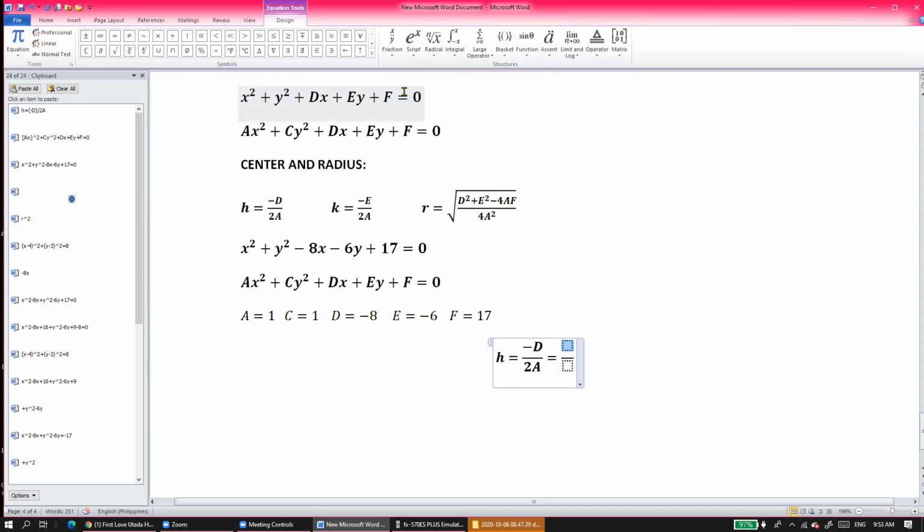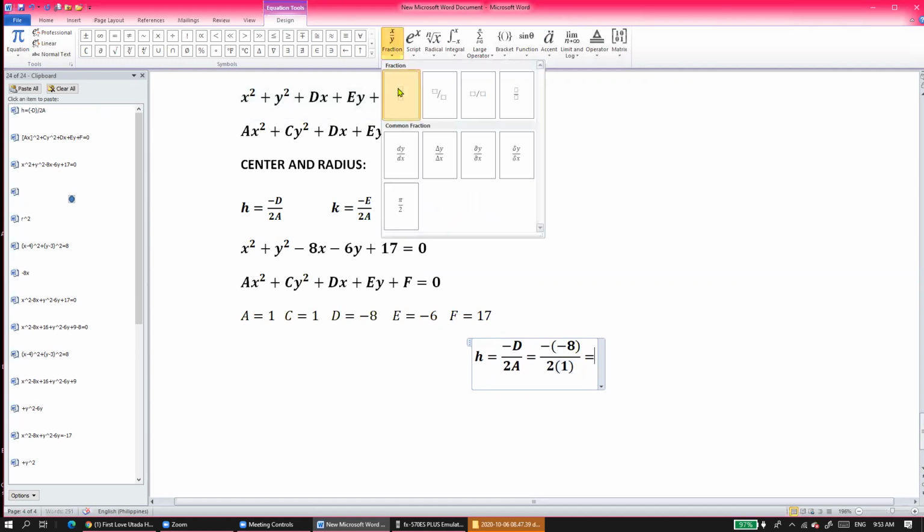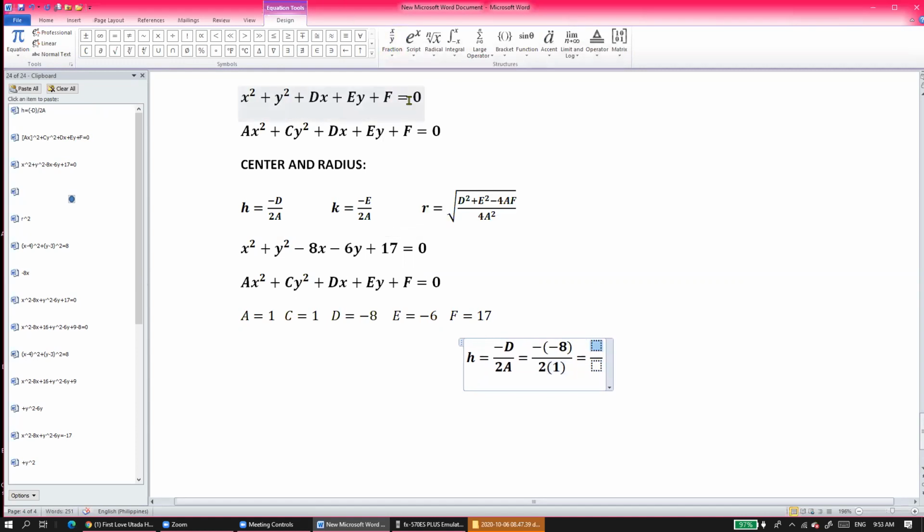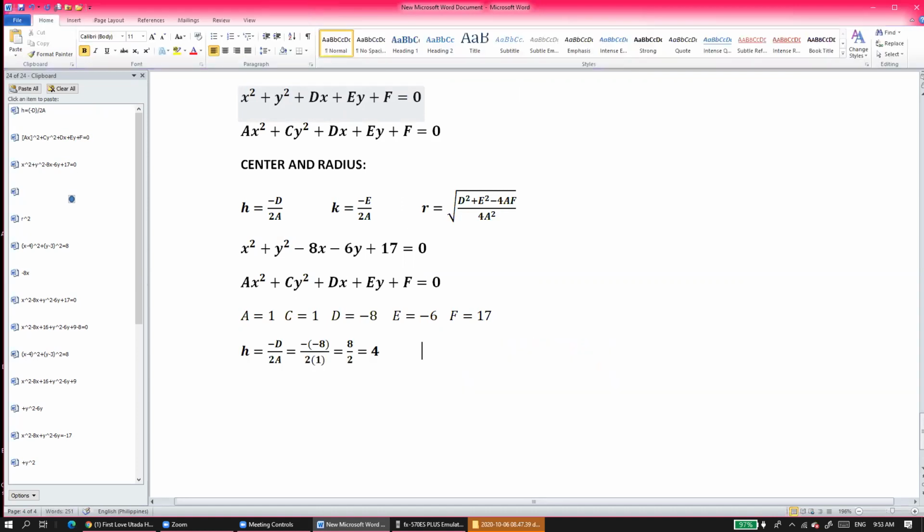Ang value ng D is negative 8. So, negative 8 over 2. Ang value ng A is 1. So, sasagutin natin ang value ng H. Negative is positive 8 over 2. So, this is equal to 4. So, nahanap natin ang value ng H ng ganun lang kasimple.